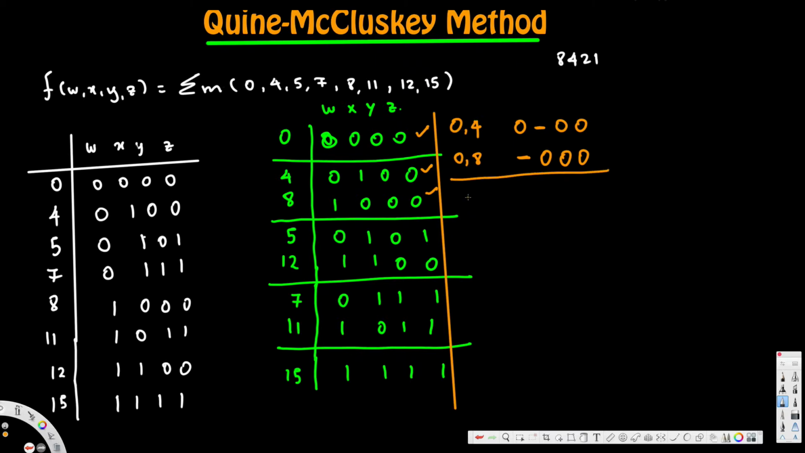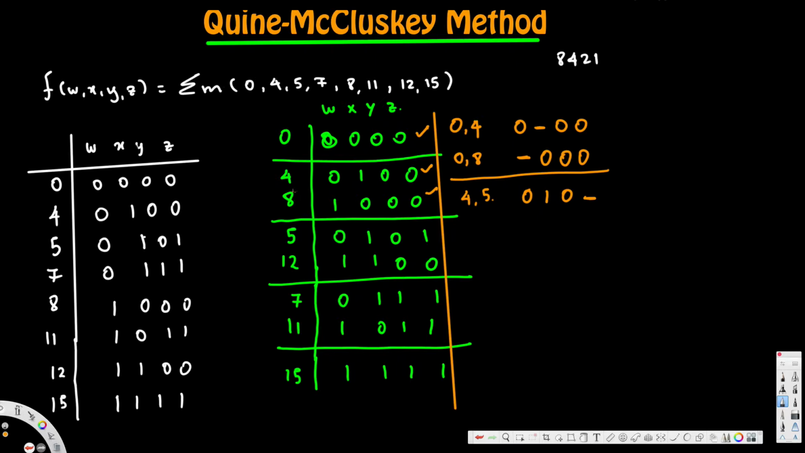The next one is we are comparing 4 and 5 right now. 4 and 5, first 3 are same, the last one is changing. So first 3 are what? 0 1 0, and the last one is changing, so we put a dash.